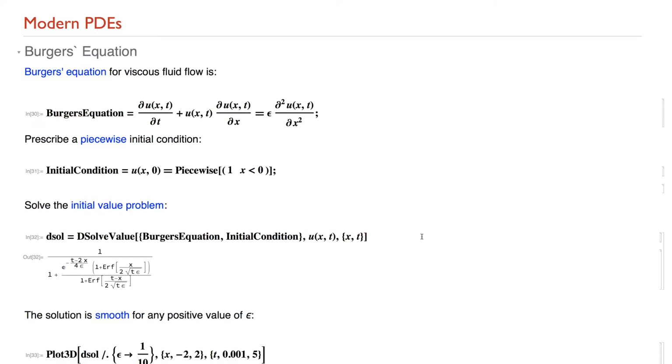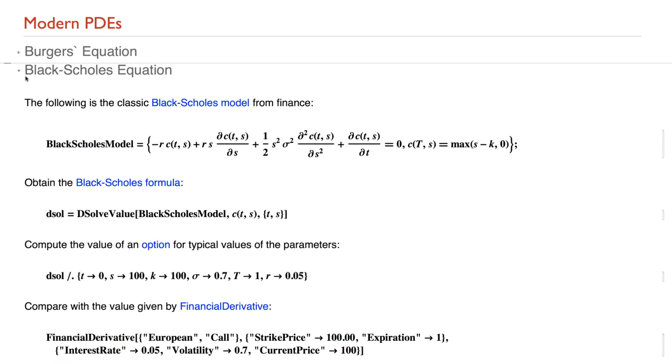Okay, so I now go on to the Black-Scholes equation, which was proposed by Black and Scholes in 1973 as a model for option valuation and pricing in finance. Black and Scholes realized that their equation too could be reduced to the heat equation.